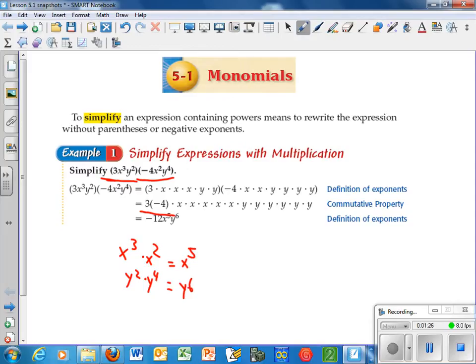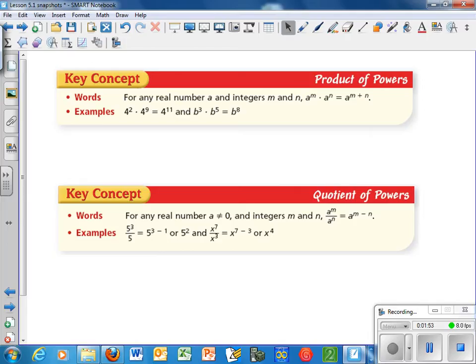So again, if you put that all together, you're multiplying your coefficients, 3 times negative 4, which is negative 12, and then you have x to the fifth, adding the exponents on your variable x, and then you have y to the sixth, adding your exponents on the variable y. So that would be your answer when you multiply those two monomials together.